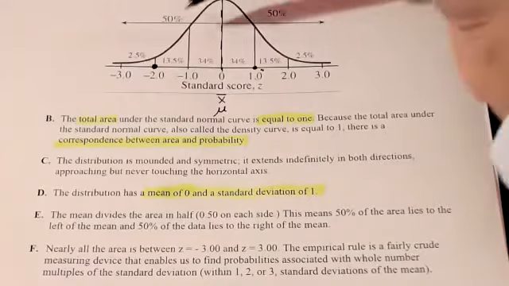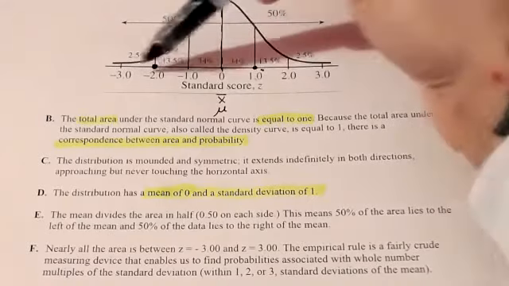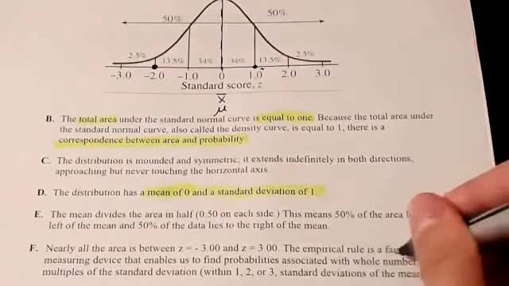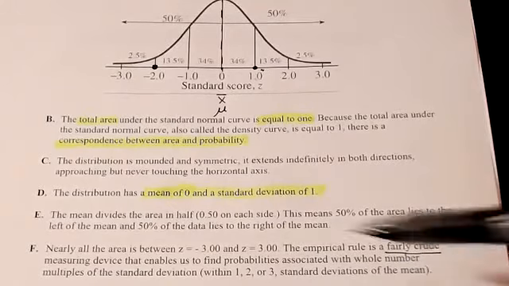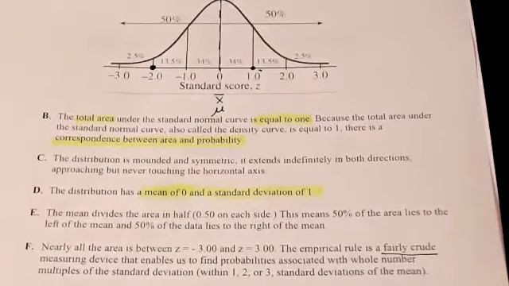The empirical rule is a fairly crude measuring device that enables us to find probabilities associated with a whole number, not multiples of the standard deviation, within 1, 2, or 3 standard deviations of the mean. Perfect. The empirical rule is limited. That's essentially what that's saying. It's a crude measuring device.